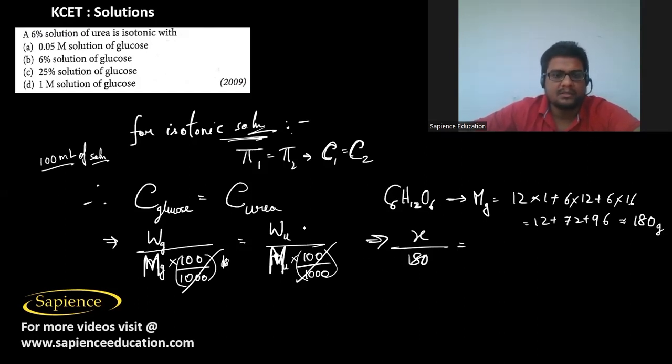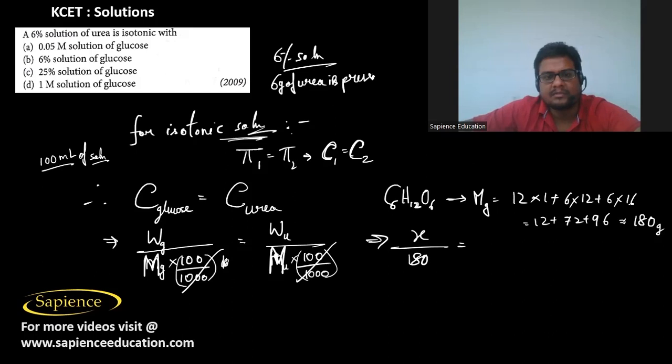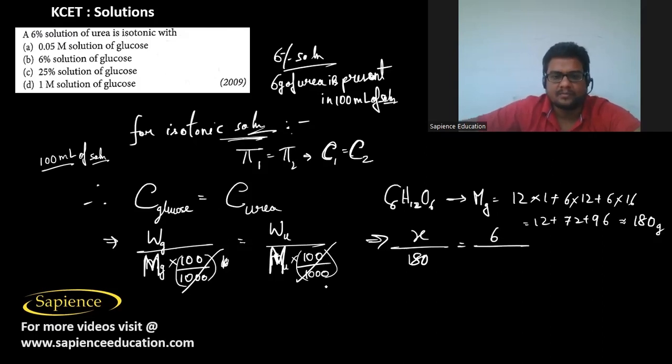6% urea solution means that 6 gram of urea is present in 100 ml of solution. So it means 6 gram divided by the molar mass of urea.